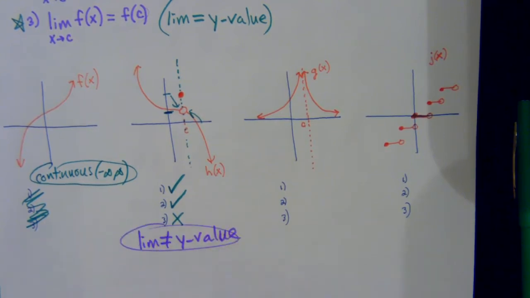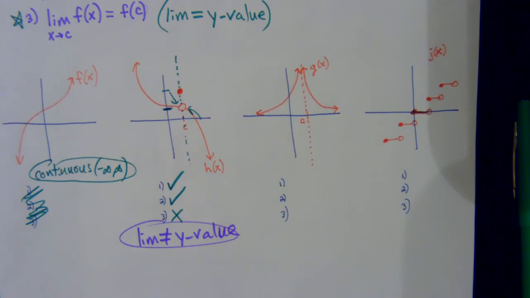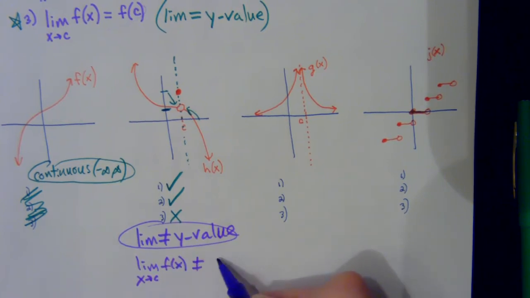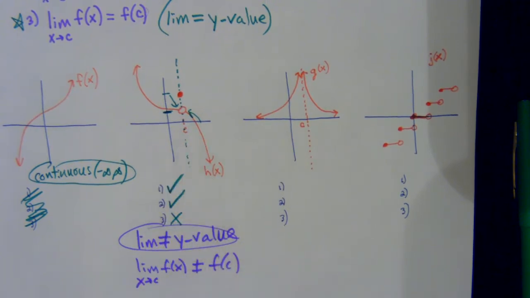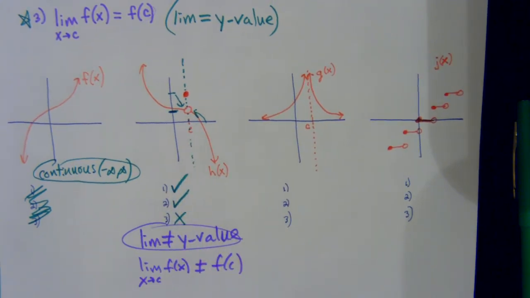And you just need to give me that one reason why that graph is not continuous. You could also have written it like this. You could put limit as x approaches c of f of x is not equal to f of c. Or if I had a 2 right there, then you could change the c's to 2's, but the limit is not equal to the y value.